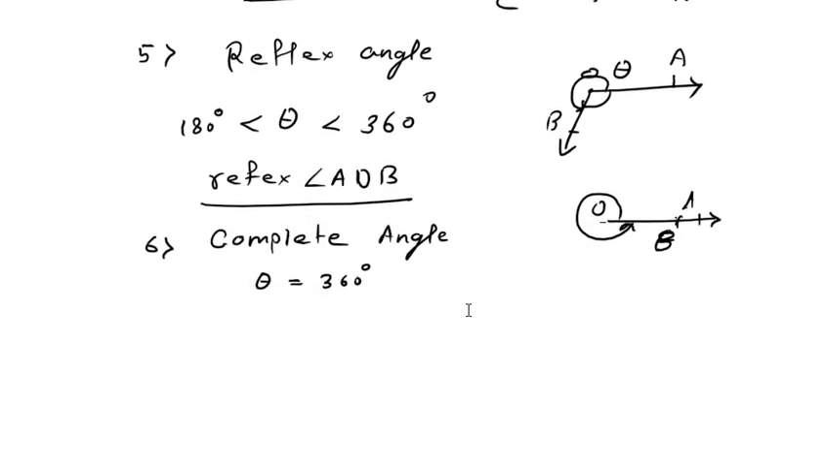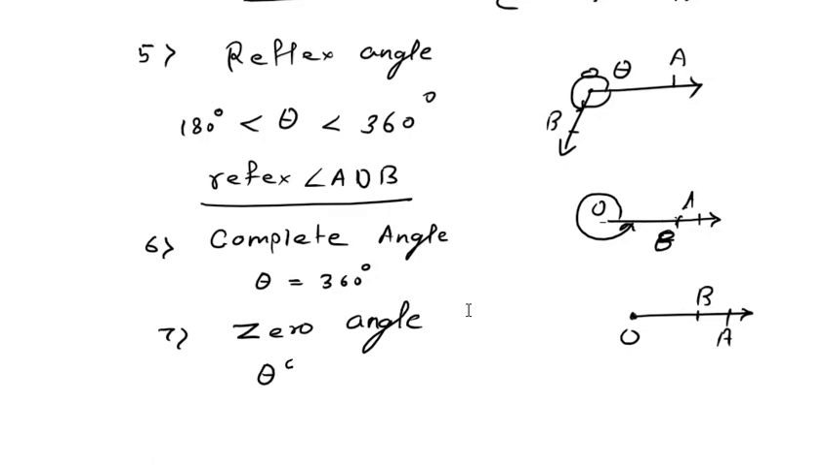And finally we can define zero angle also. So zero angle and this complete angle both look same, okay. In zero angle, this is our ray OA, and ray OB will also lie in the same line, okay. That is, this ray OA is not rotating at all, then we have zero angle. So the measure of zero angle is 0 degree.